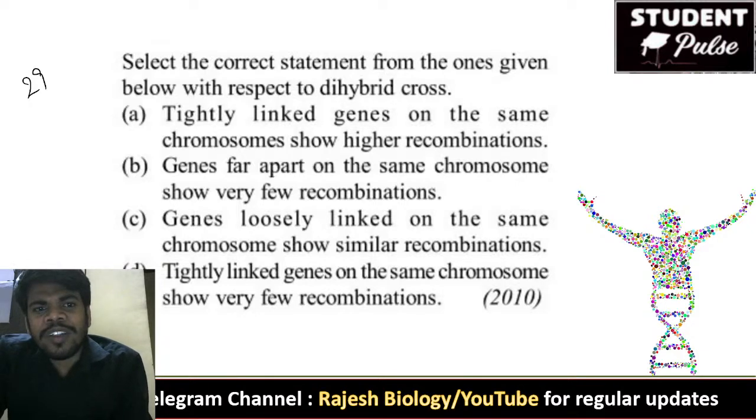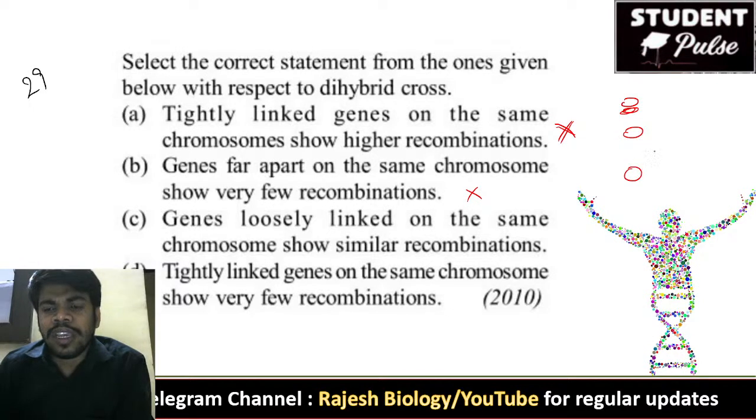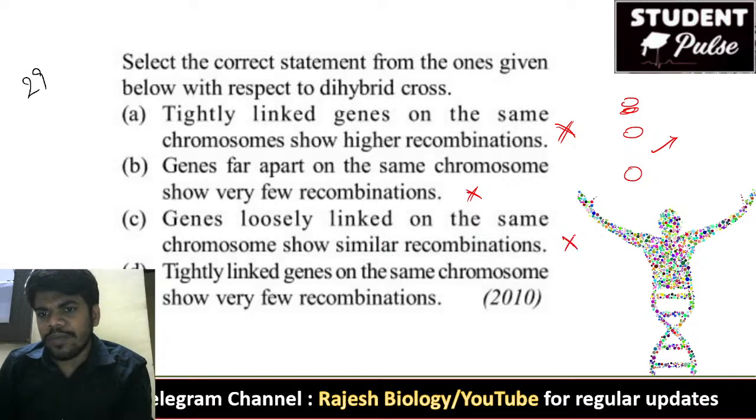Select the correct statements from the ones given below with respect to dihybrid cross. Tightly linked genes on the same chromosome show higher recombinations. It is wrong. If tightly linked, recombinations are poor. Genes far apart on the same chromosome show very few recombinations. This is also wrong. If they are far, they can show more recombinations. Genes loosely linked on the same chromosome show similar recombinations. Similar recombinations are wrong; different types of recombinations are formed. Tightly linked genes on the same chromosome show very few recombinations. Because A is wrong, that's why D is correct.